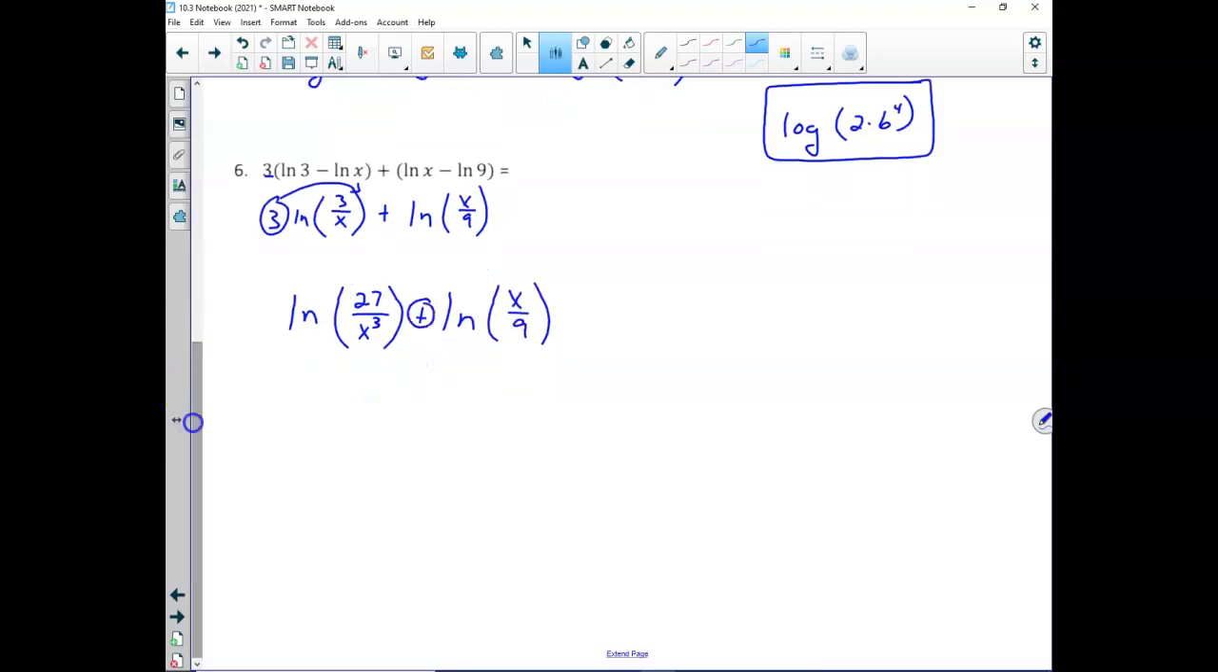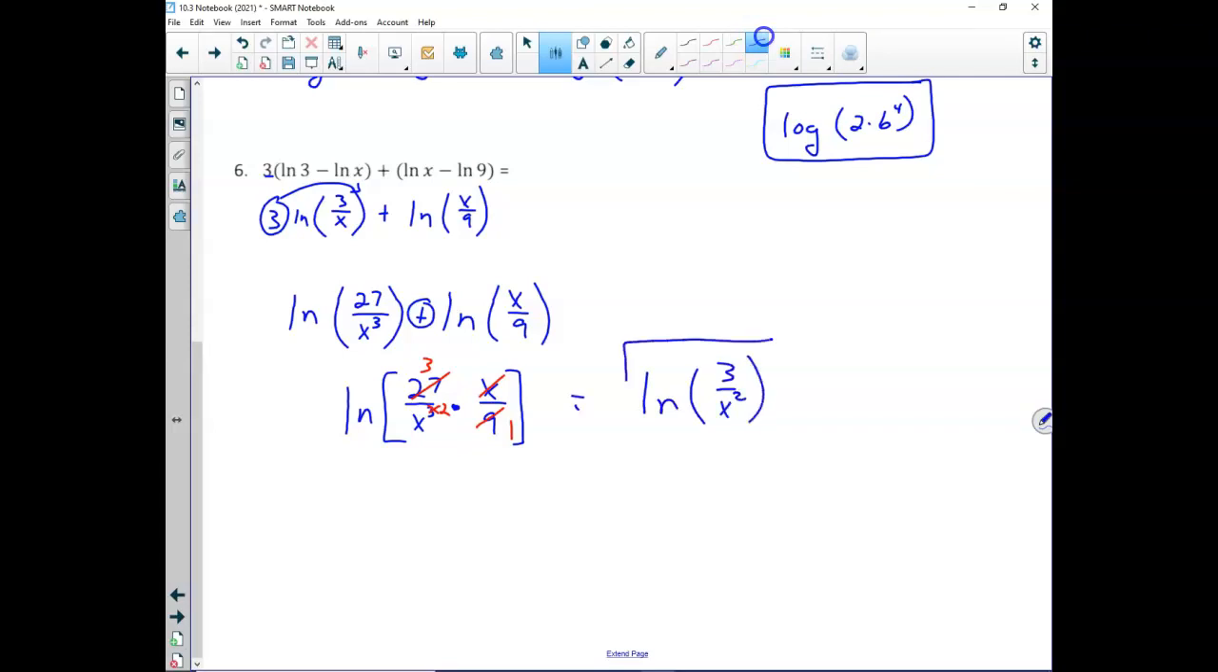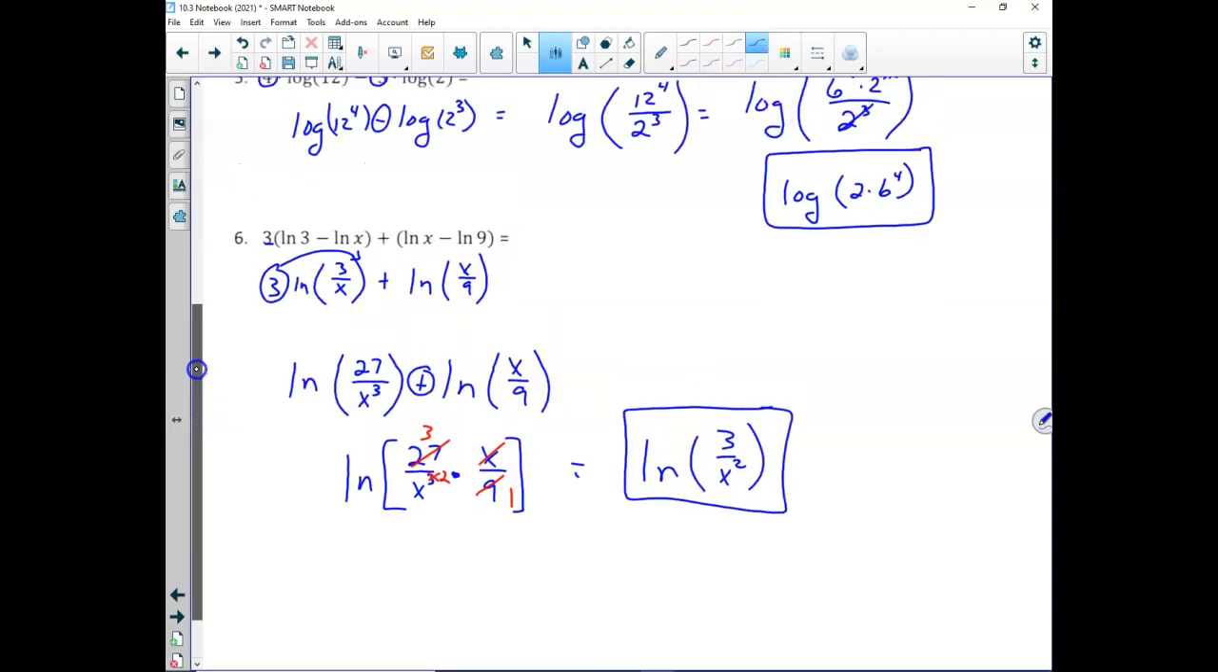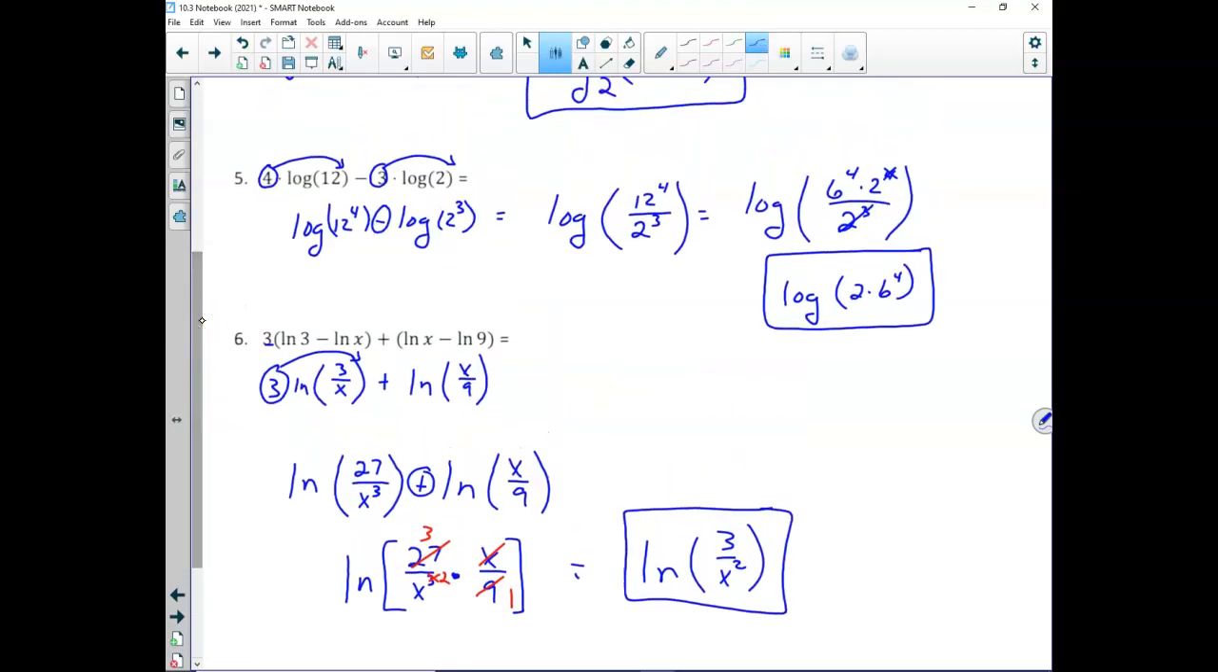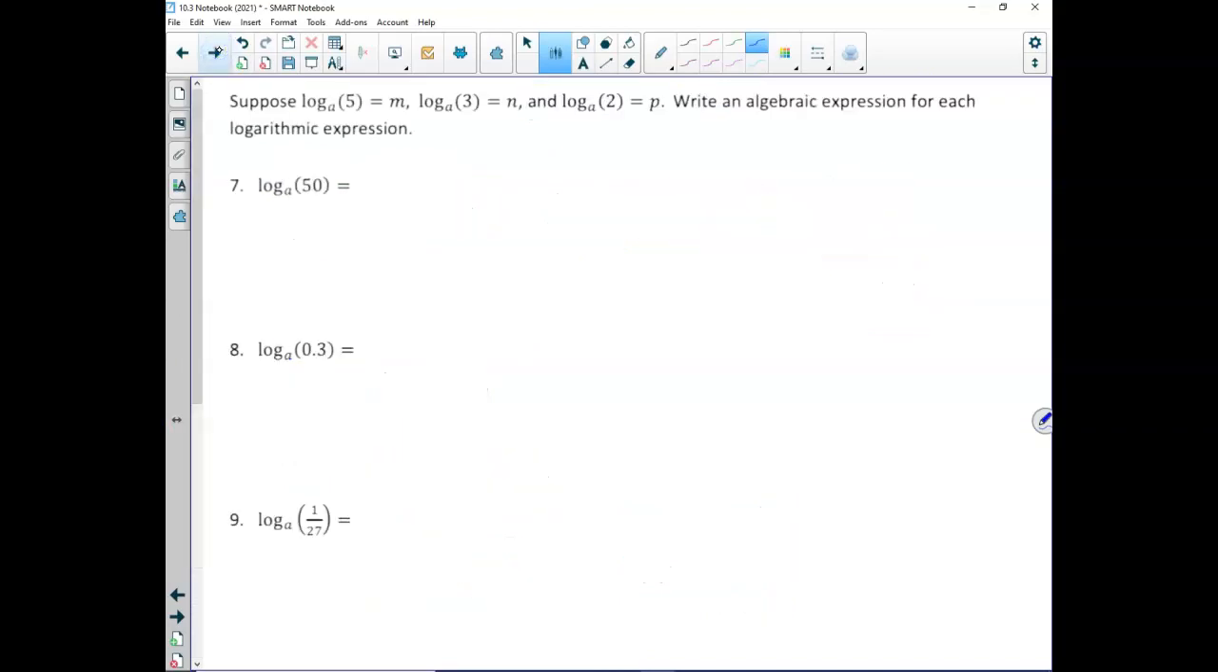Well, now these are multiplied. That means it's 1 log, and I'm going to take these 2 and multiply these 2, and not only am I going to multiply them, I'm going to reduce them, and see that's a squared. That goes away. That's going to be a 3. So this is actually going to equal the natural log of 3 over x squared when it's condensed, okay? And we need to be able to condense logs to solve logs, okay? You'll learn that tomorrow. Very last one, okay?